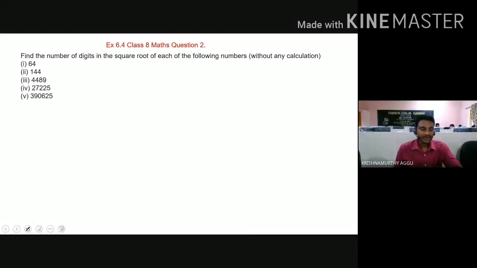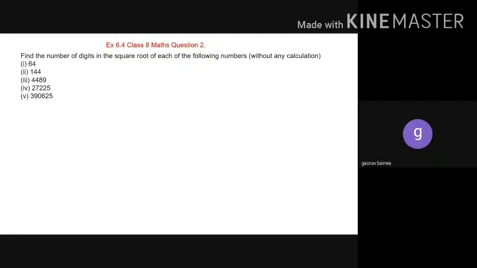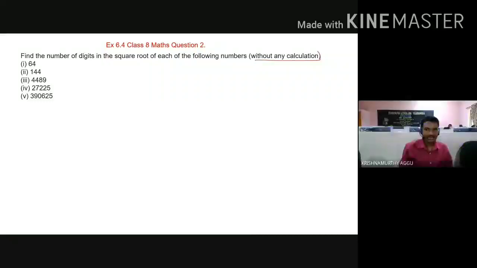Look at question number 2. Read it: find the number of digits in the square root of each of the following numbers without any calculation. No calculation is required. Without doing the calculation, you have to tell, when you find the square root of these given numbers, some number will come. We don't want that number, but how many digits are there in it? For example, the square root of 100. What is the answer? 10. But we don't want the answer. How many digits are there here?